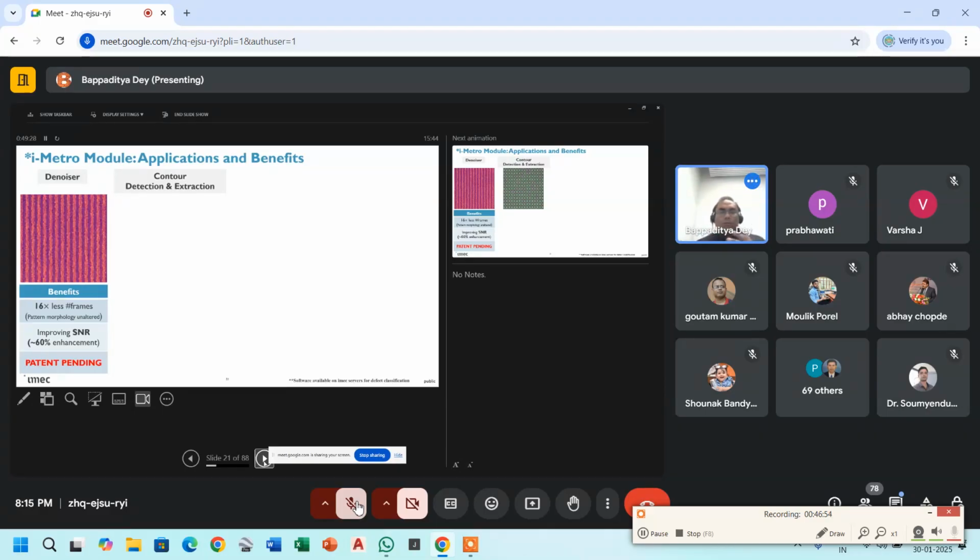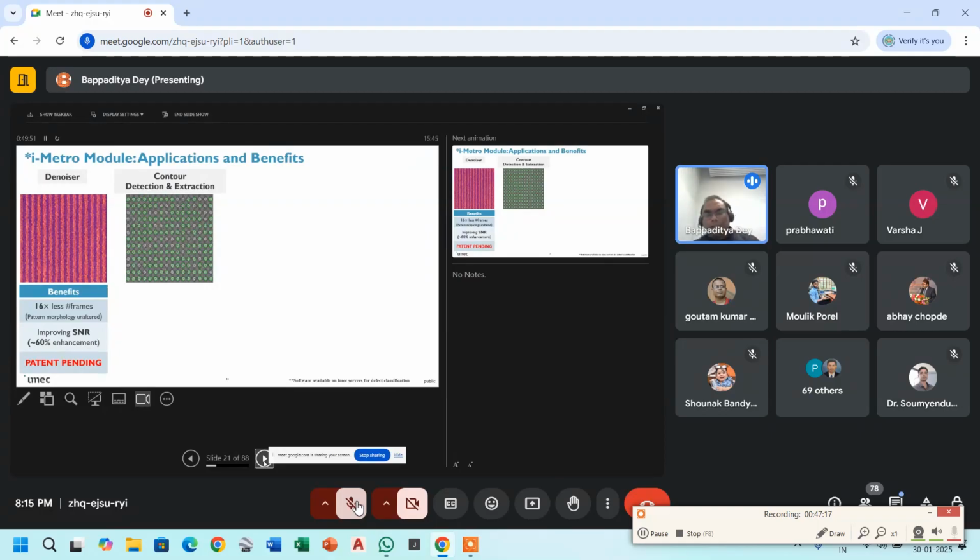With our denoiser, we have not only denoised, but reduced this requirement up to 16 times, which gives a very significant throughput contribution. That means your tool can work faster. You can generate more images within the given limited time, right? And the signal to noise ratio in our calibration, we have enhanced 60%.